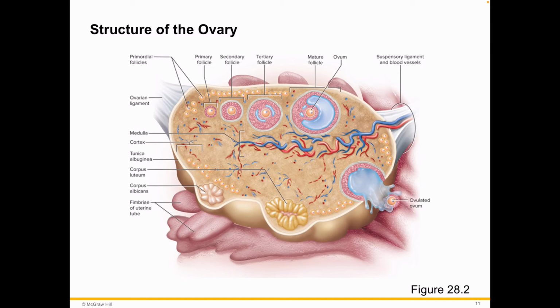Here's what it looks like. This is the structure of our ovary here. So here's the suspensory ligament that comes in, and it's carrying the vasculature, right? You'll notice the vessels deviate out and begin to become smaller and smaller and smaller.